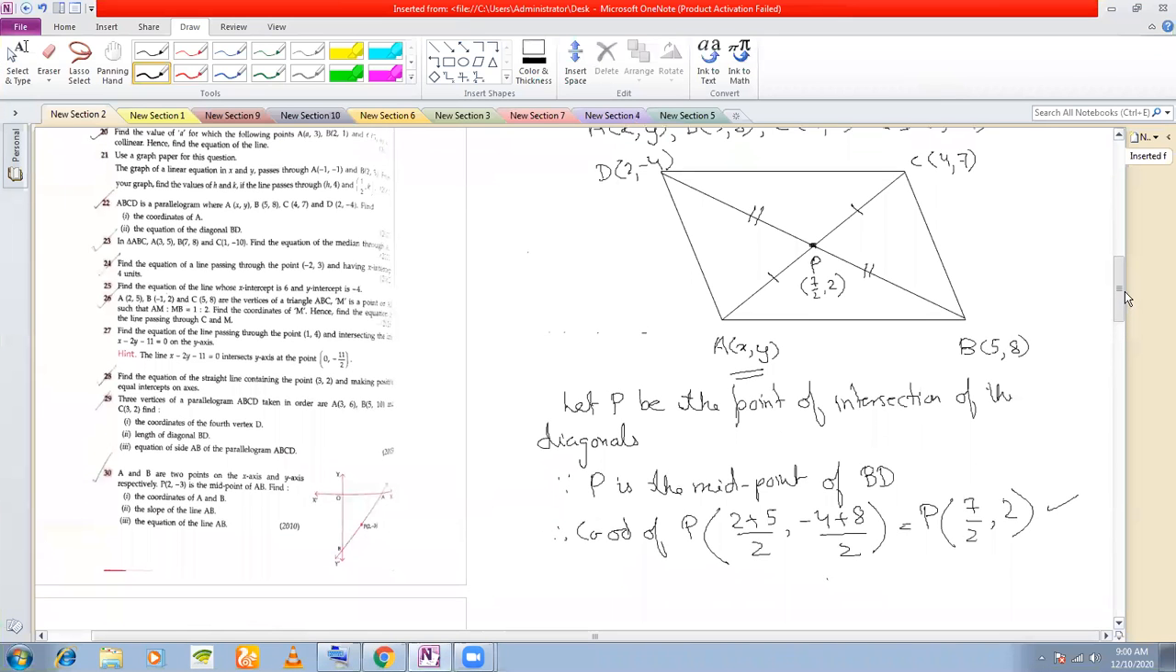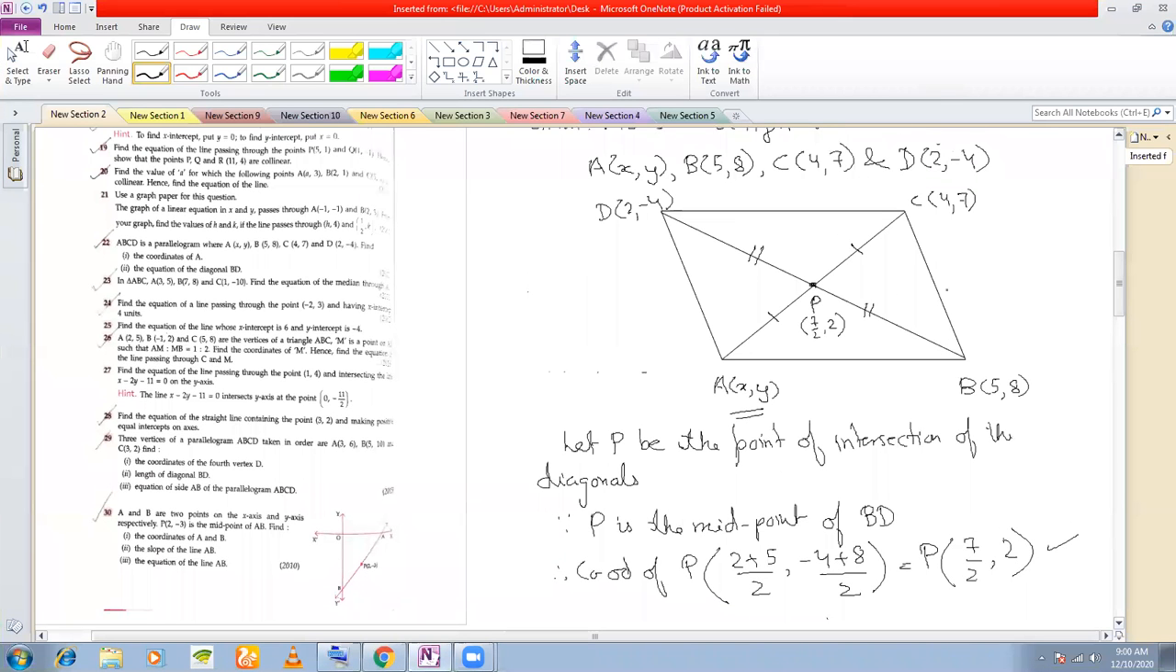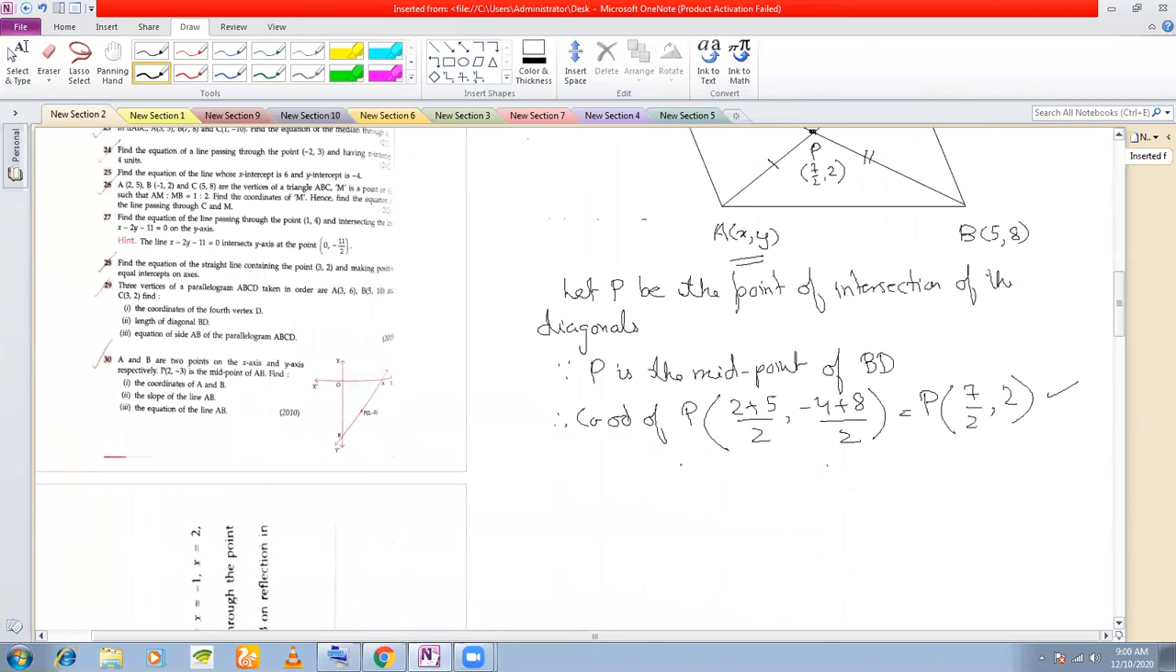Now, once I have found out the coordinates of P, if you see that P is also the midpoint of AC. P is also the midpoint of AC. So now therefore what should be the coordinates of P?